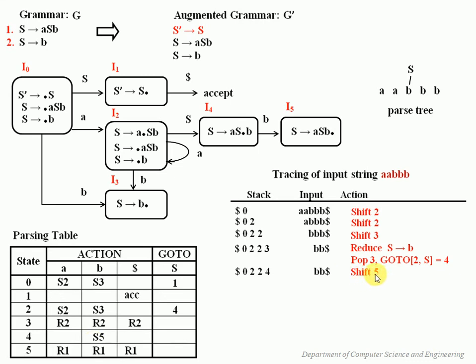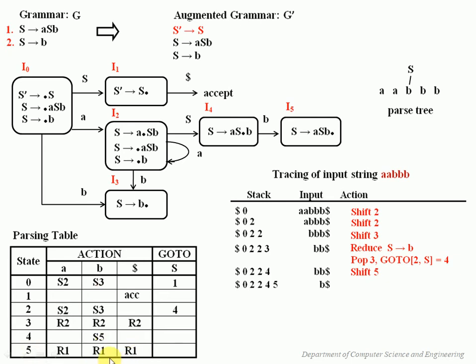What do you mean by shift? This 5 will be pushed onto the stack and the input will be advanced to the next input token. So 5 is pushed and the input is advanced. So this is B here. Now 5 on B, you have R1.